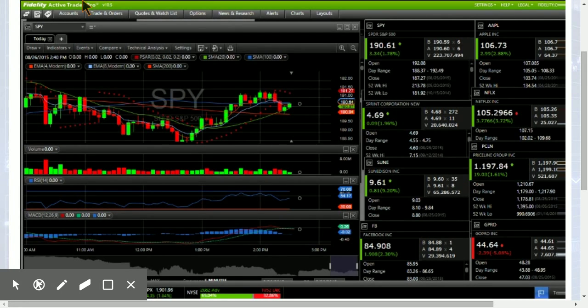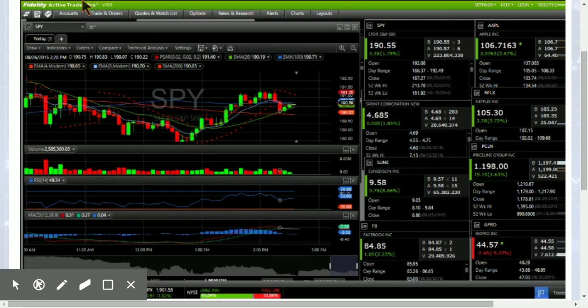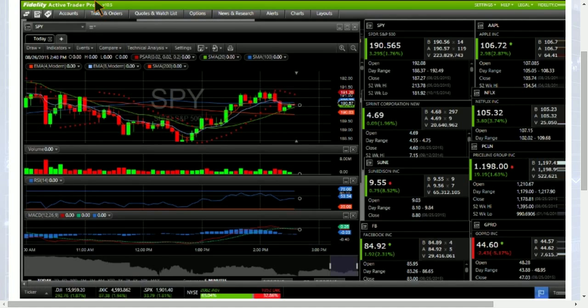What I want to point out really quick, just because it's about to unfold, is we have support here on the 200 period moving average and resistance on the 100 period moving average. So support is 190.04 and resistance is 190.72. So what I am looking for here is the price to pinball between these support and resistance for a little bit, and then whichever direction it breaks is going to dictate the rest of the trading day.